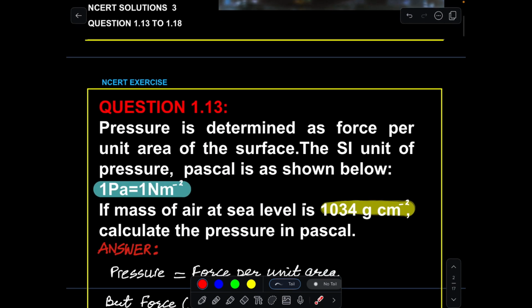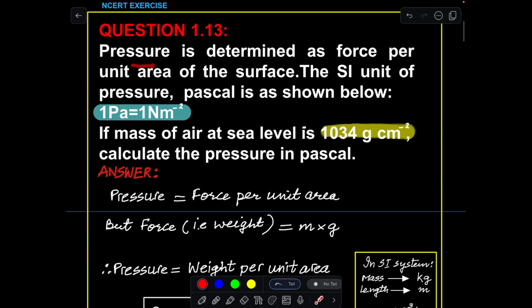It is given that pressure is determined as force per unit area of the surface. The SI unit of pressure, Pascal, is shown below: 1 Pascal is equal to 1 Newton per meter square. If the mass of the air at sea level is 1034 grams per centimeter square, calculate the pressure in Pascal.